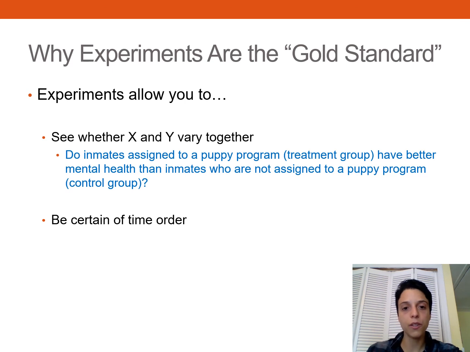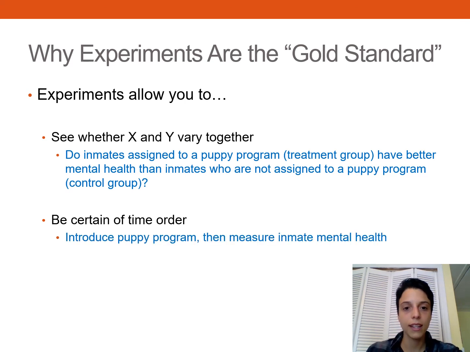Experiments also allow you to be certain of time order. In this case, you'd be introducing the puppy program to some group of people and measuring health outcomes afterwards. So you can be sure that the independent variable, the puppy program, is happening before the mental health outcomes that you're looking at.